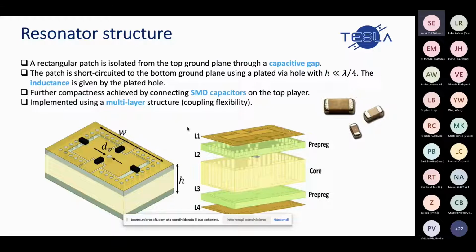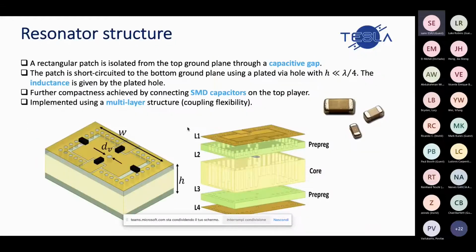In this slide, we can see the basic structure of the quasi-lumped substrate integrated resonator. As we can see, there is a rectangular patch that is isolated from the top ground plane through a capacitive gap. The patch is short-circuited to the bottom ground plane using a plated via hole. If the thickness of the substrate is much less than the wavelength divided by 4, as is often the case, the inner hole and the cavity walls behave as an electrically short embedded transmission line with a length equivalent to the thickness of the substrate.